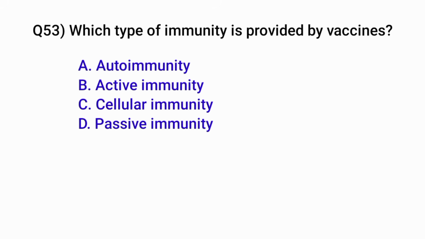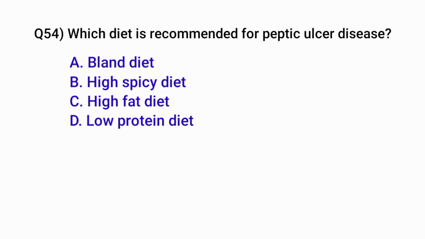Question number 53. Which type of immunity is provided by vaccines? Correct option is A, active immunity. Question number 54. Which diet is recommended for peptic ulcer disease? Correct option is A, bland diet.